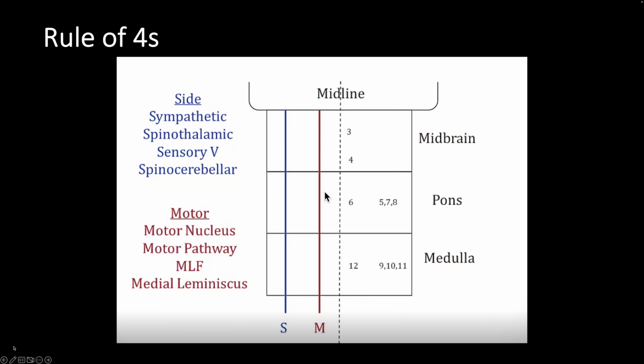A cranial nerve divisible by 12 is in the middle, not lateral. Motor, M: motor nucleus, motor pathway, medial longitudinal fasciculus, medial lemniscus. These are all midline. Same thing here: sympathetic, spinothalamic, sensory trigeminal, spinocerebellar, lateral.